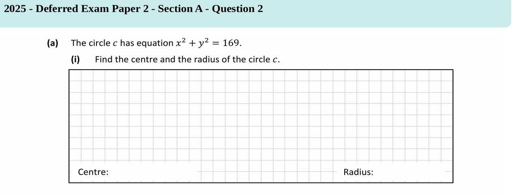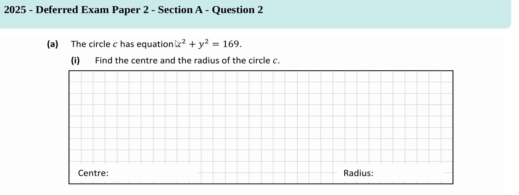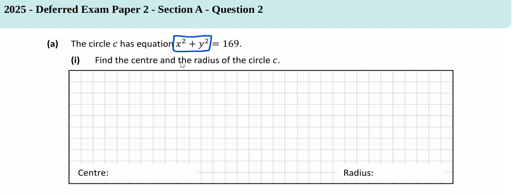2025 Deferred Exam Paper 2, Section A, Question 2. The circle C has the equation x squared plus y squared is equal to 169. Find the centre and the radius of the circle C. Whenever you see a circle with x squared plus y squared, that is code for centre 0, 0.